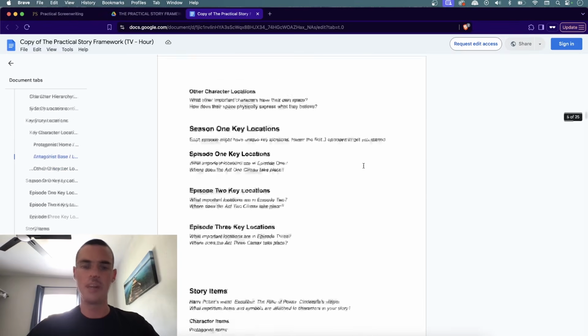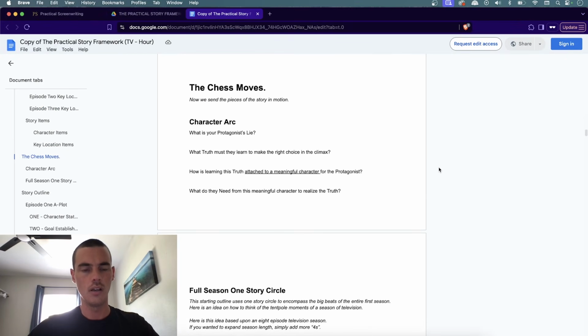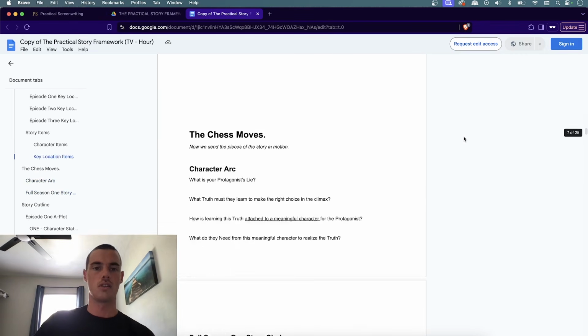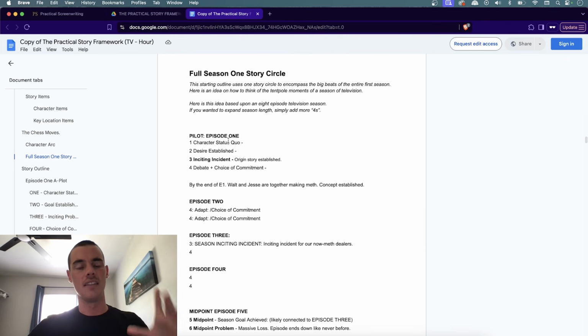All of this is the same: story location, story items, chess moves. Now we get to this. This is important. So, full season 1 story circle. This starting outline uses one single story circle to encompass the big beats of the entire first season. This is an idea on how to think of the tent-pole moments of a season of television.